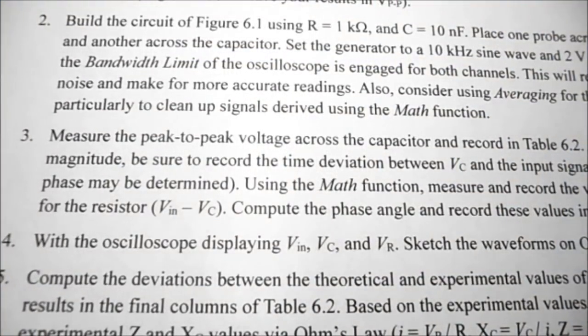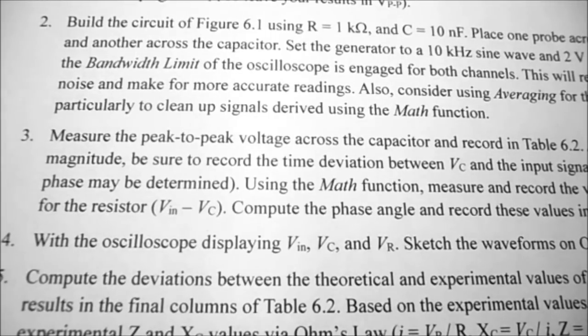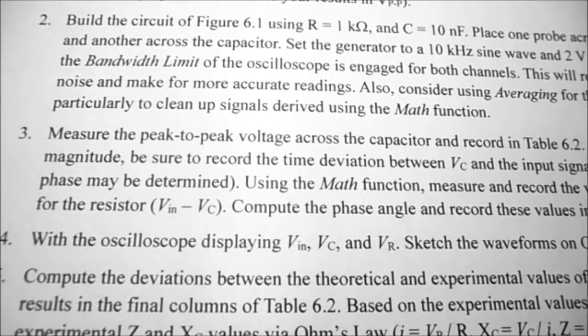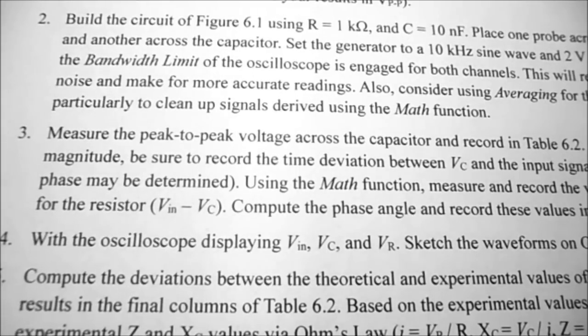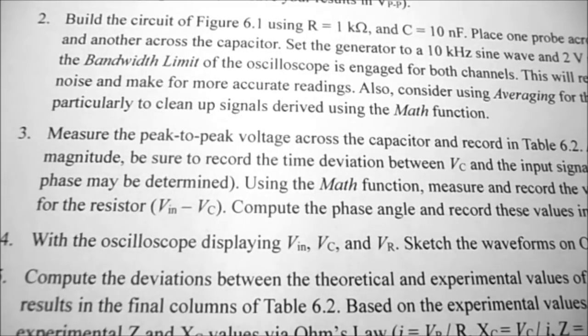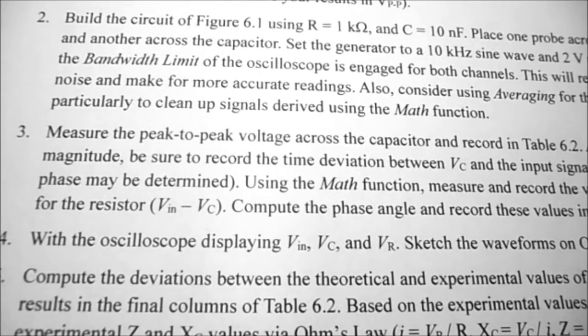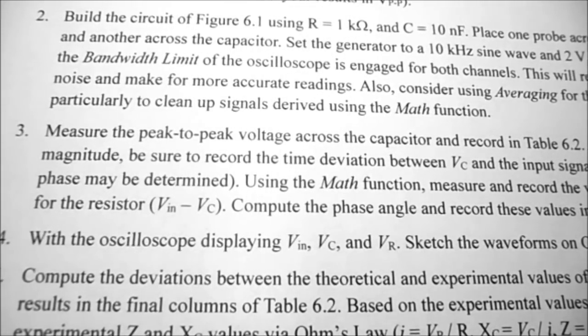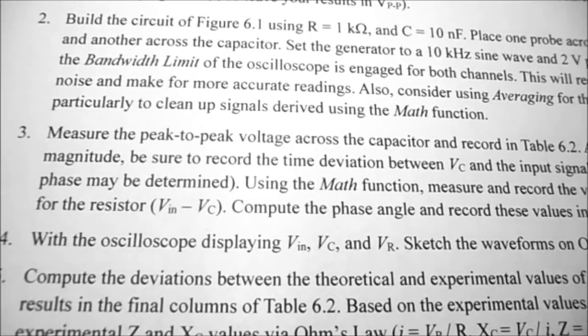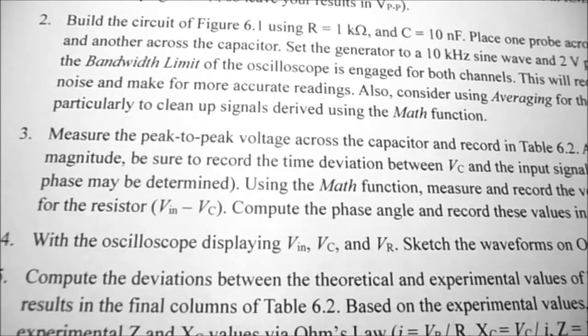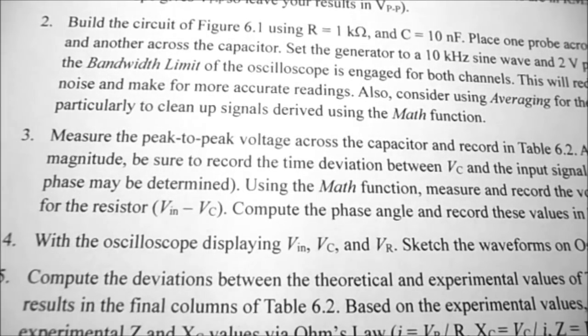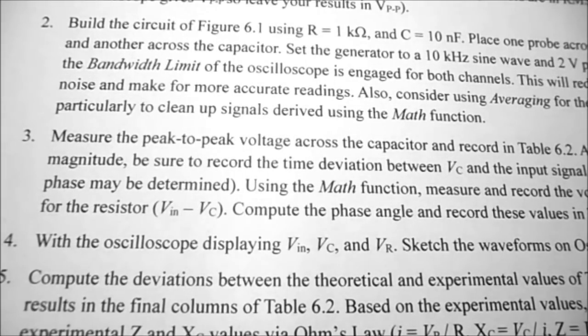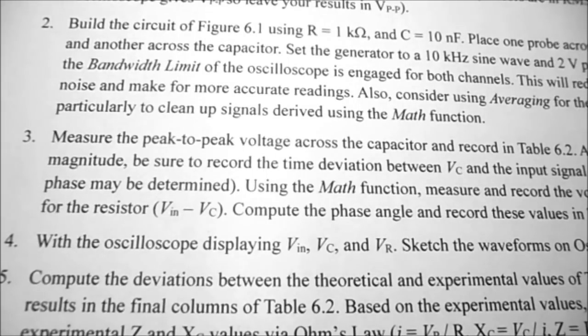So under procedure, step number 3, we're to measure the peak-to-peak voltage across the capacitor and record it in table 6.2. Along with the magnitude, be sure to record the time deviation between VC and the input signal, from which the phase may be determined. We're going to be using the math function, measure and record the voltage and time delay for the resistor. And they show us that this is going to be equal to Vin minus Vc. They want us to compute the phase angle and record these values in table 6.2.